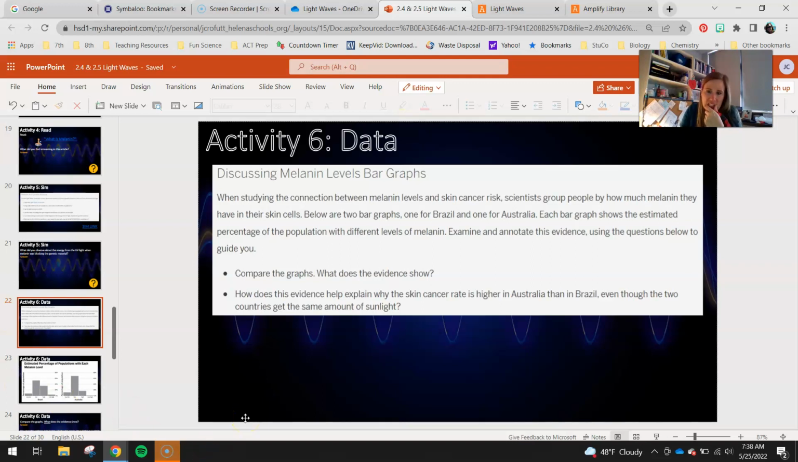Examine and annotate this evidence using the questions below to guide you. Compare the graphs. What does the evidence show? How does this evidence help explain why the skin cancer rate is higher in Australia than it is in Brazil, even though the 2 countries get the same amount of sunlight?